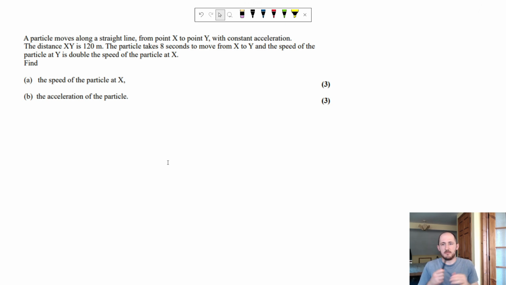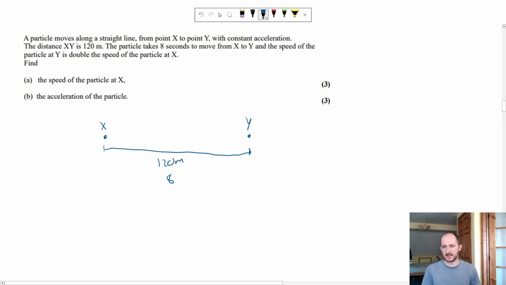So again, it might be overwhelming at the beginning, so let's start drawing this out. So we have a point X here and a point Y all the way over here. And the distance between these two, ignore the wobbly line, is 120 meters and it takes 8 seconds to travel. It's a constant acceleration, so we're going to definitely be taking this way as positive. And it also gives us that the speed here is going to be u, that's the starting speed, and at the end it's going to be 2u, because it's twice the speed. Find the speed of the particle at X.